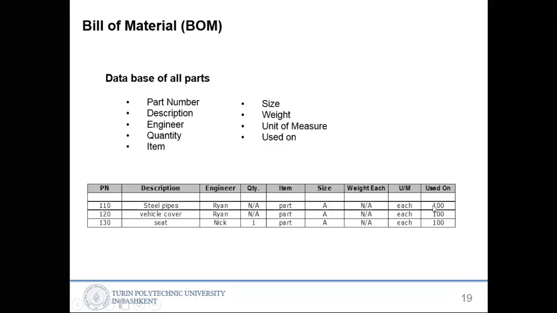Your own description of the numbers. It will include size, weight, unit of measure, and used on where, in which product. Those kinds of tables in the computer, in the database, might be needed to create a bill of material.